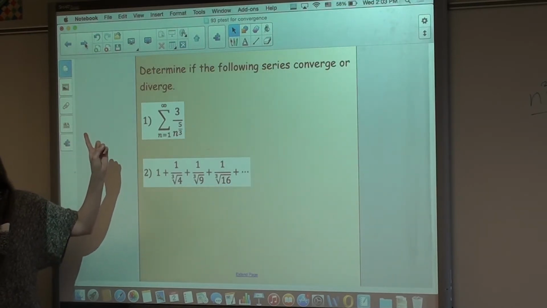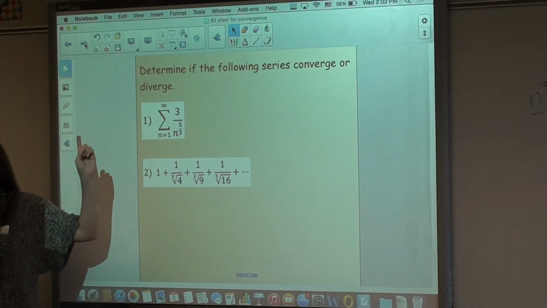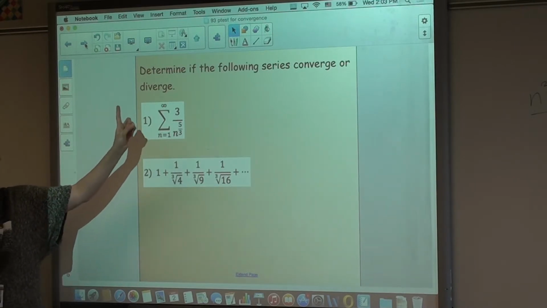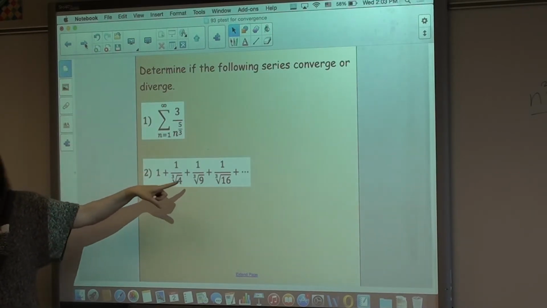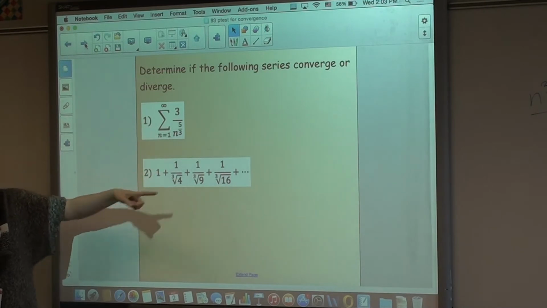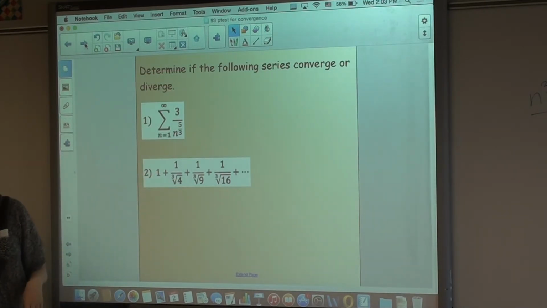Anyway, why did I decide to record a commentary today? So here we go. I want you to take a minute, work with your partners, and figure out if each of these converge or diverge. You might have to write this in Sigma notation. Two diverges.